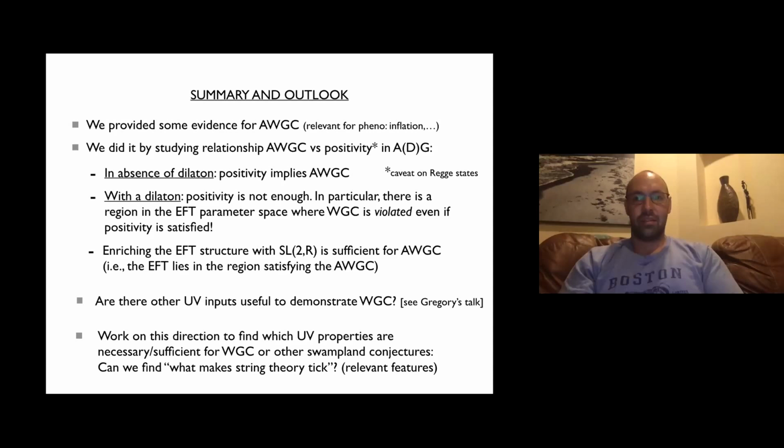And I find it interesting to keep working in this direction, because in this way we can find the ultraviolet properties that are either necessary or sufficient. In this case, we found a sufficient one for the weak gravity conjecture, and maybe we can apply the same kind of reasoning to other swampland conjectures. And in so doing, the hope is to find what really makes string theory tick, so its relevant features as a theory of quantum gravity. So that's all basically. Thank you.